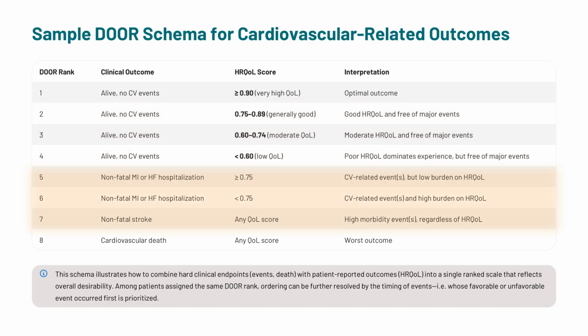Ranks 5 to 7 include non-fatal events like hospital admission with myocardial infarction, heart failure, and stroke, ordered by severity and accompanying health-related quality of life. During analysis, each patient is slotted into the worst rank they reach, and ties can be broken by event timing. This schema blends hard clinical outcomes with patient-reported experience, giving patients and partners a single, ordered measure of overall desirability. Sensitivity analyses can test alternative rankings, but the core principle remains: one rank, full patient story.